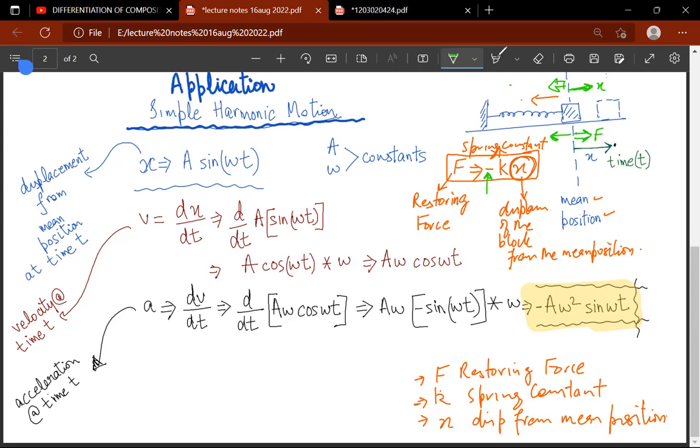So this restoring force is opposite to the displacement. Are we clear about this?